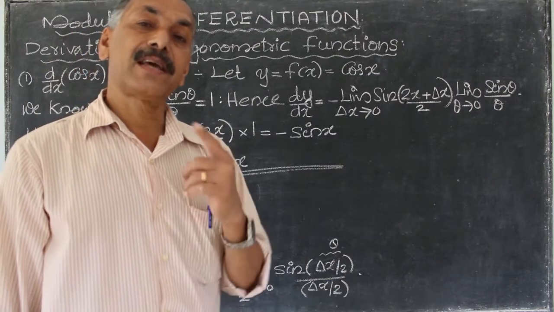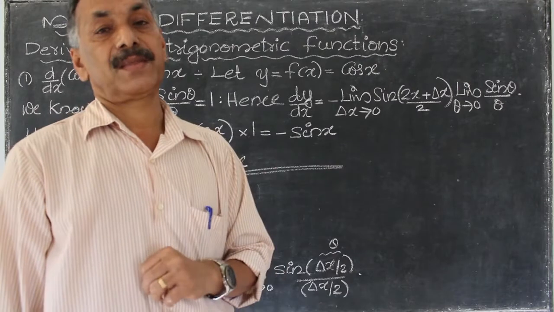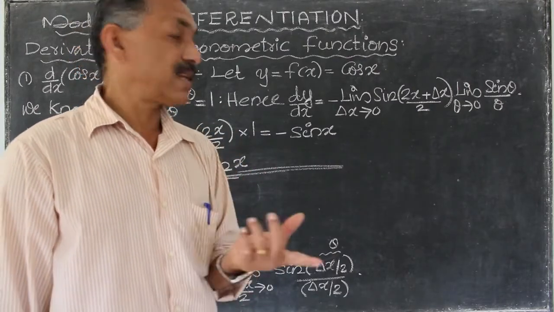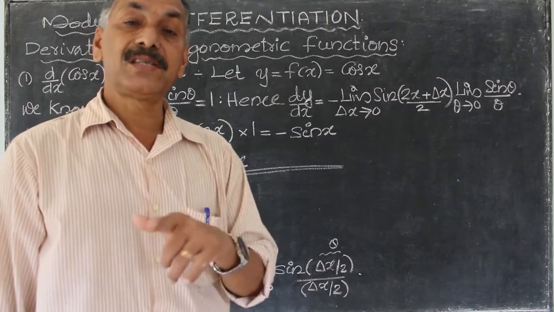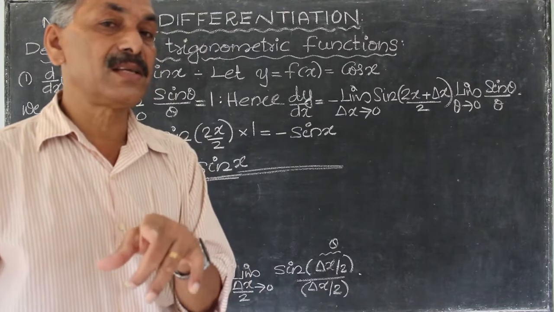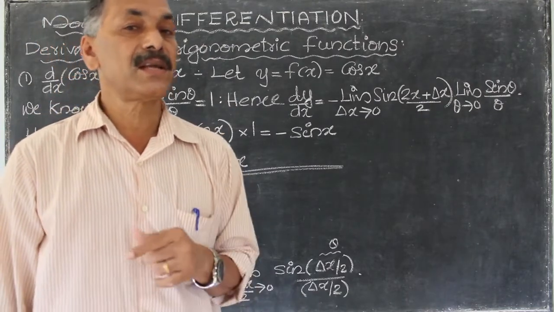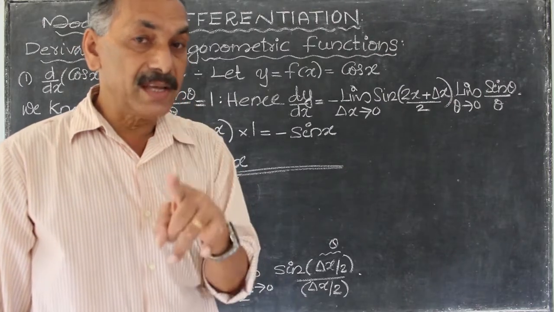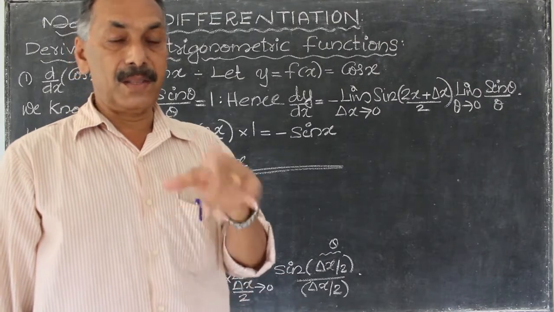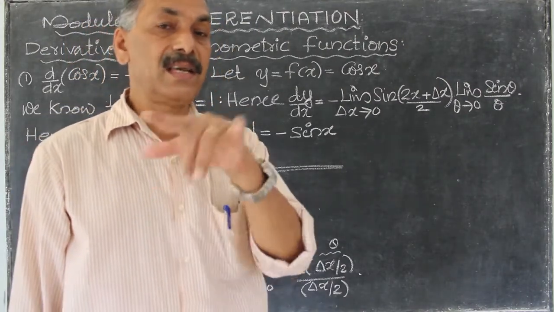f of x plus delta x minus f of x means sin of (x plus delta x) minus sin x. That is the sin C minus sin D formula. What is sin C minus sin D? Sin C minus sin D is equal to sin of (A plus B) minus sin of (A minus B), which is equal to 2 sin of (C plus D) by 2 into cos of (C minus D) by 2. Here C means x plus delta x, D is x.